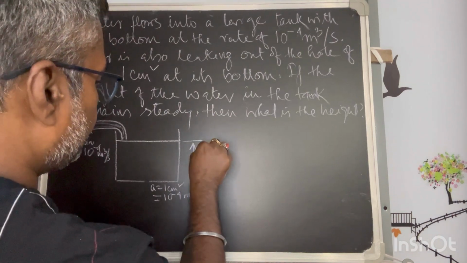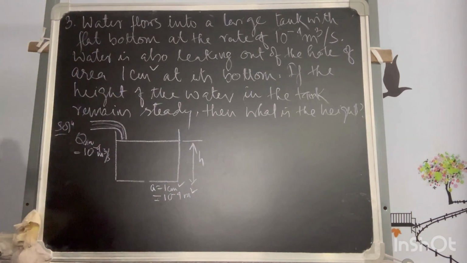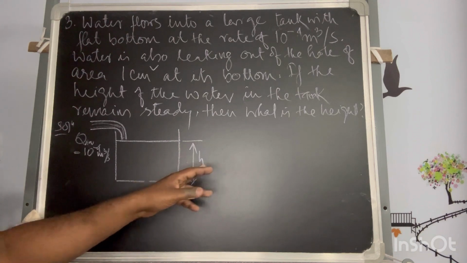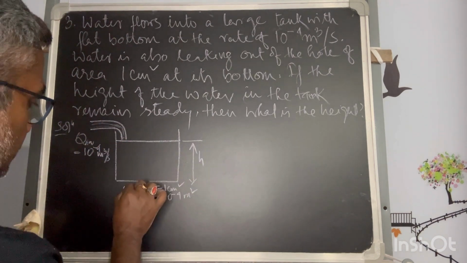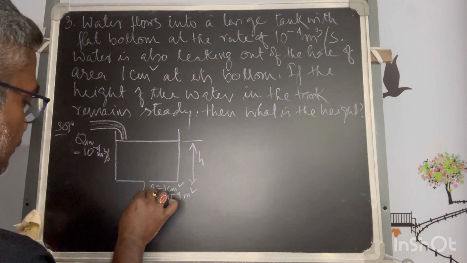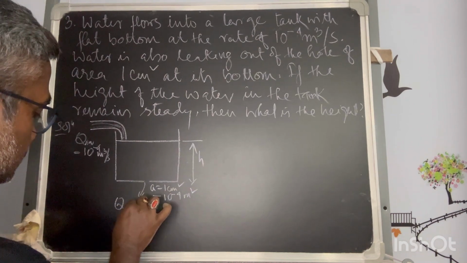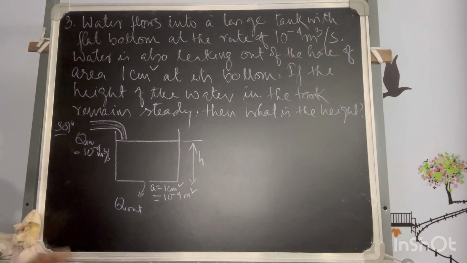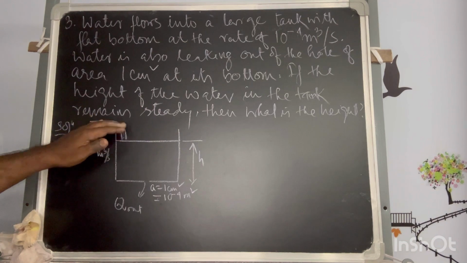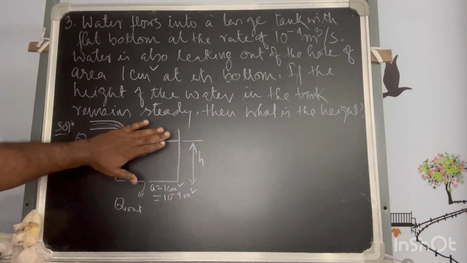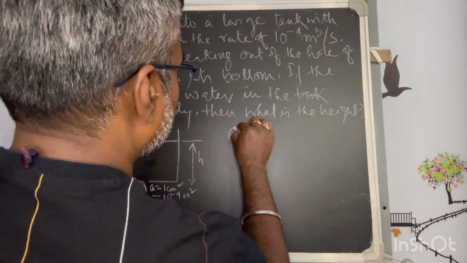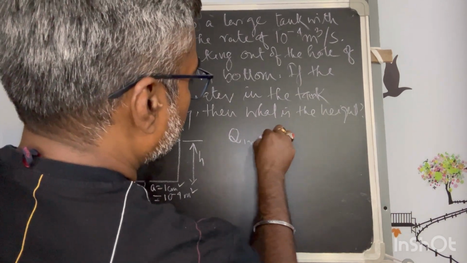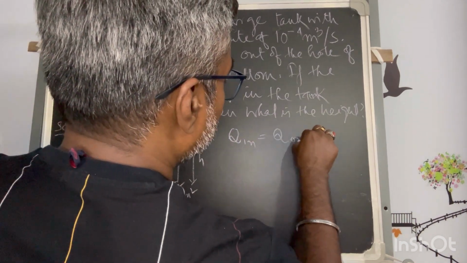Fine. The question is, if the height of the water in the tank, if this is the height of the water in the tank, remains steady, that means this height is not changing. Whatever flows in, and whatever flows out, Q out, it is the same. Whatever is coming in is going out, so it is maintaining height. There is no deviation in the height. So one thing is clear: Q in is equal to Q out.